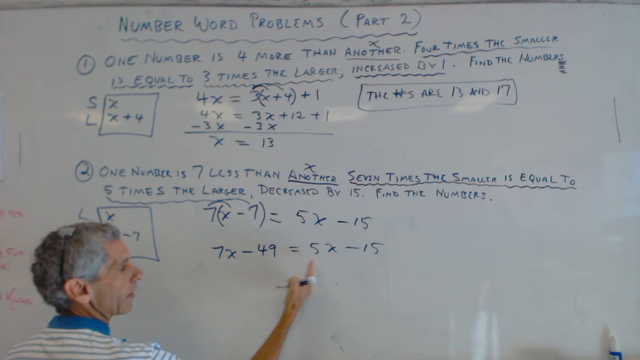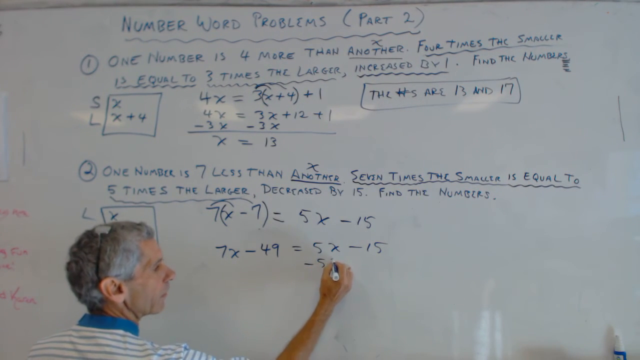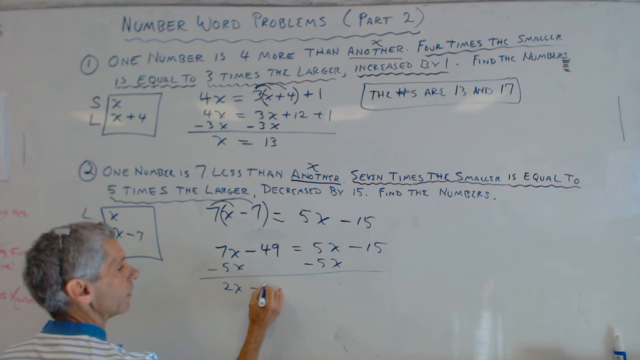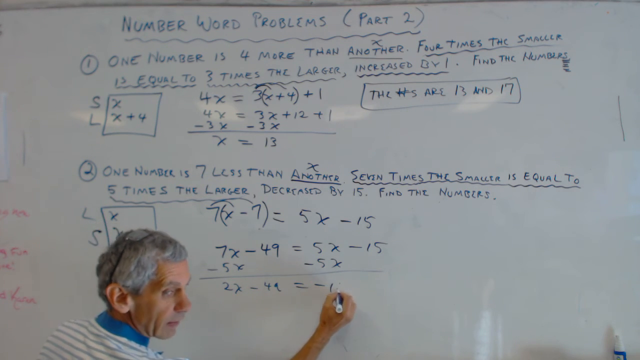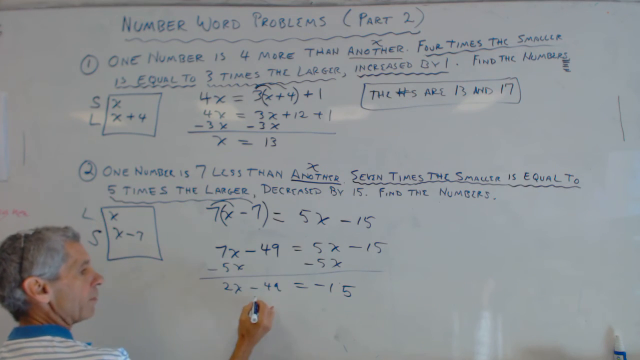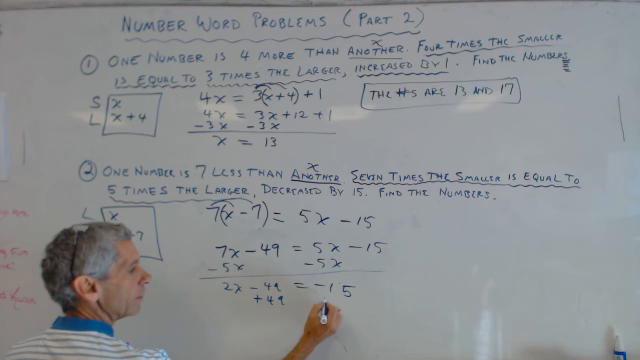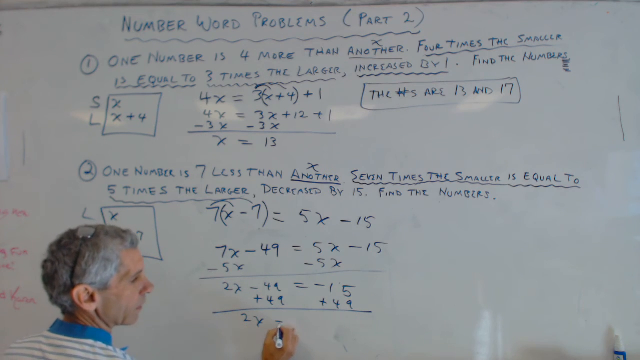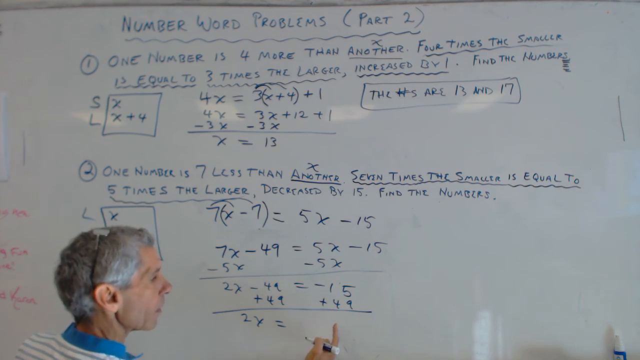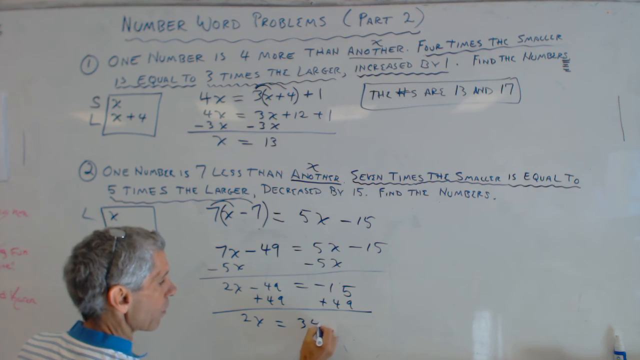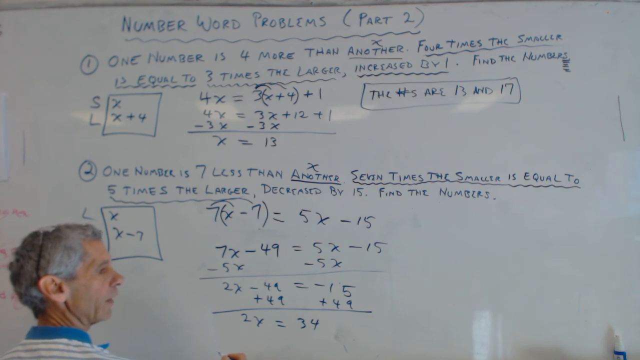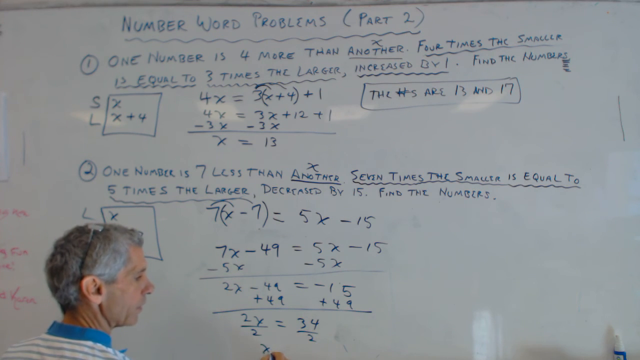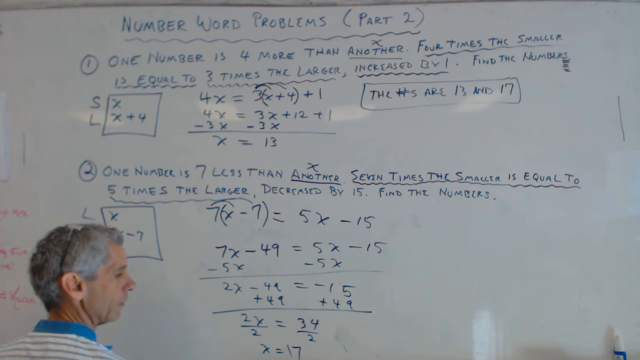Okay, so I've got to get my x's on the same side, minus 5x, minus 5x. I have 2x minus 49 is equal to negative 15. I'm going to add my 49, add my 49, and then I have 2x is equal to 34, am I right? Yeah. Did I do that right? I think so. So divide by 2, x is equal to 17, I believe.